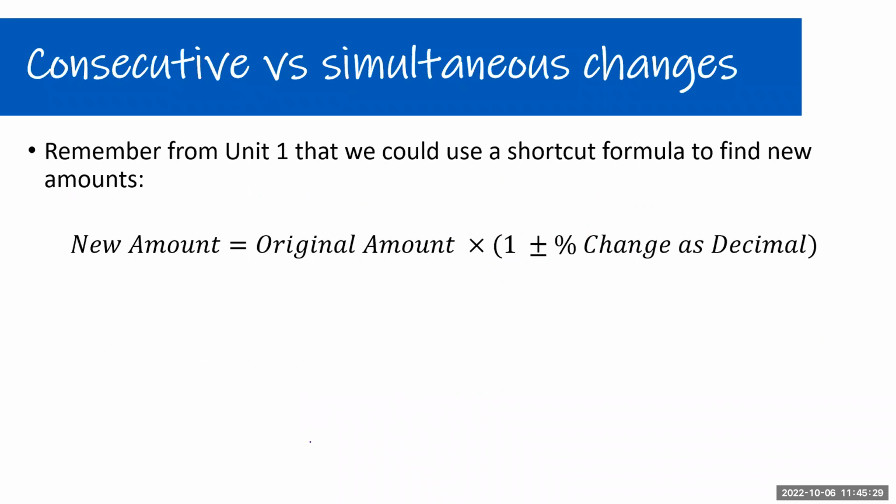Okay, switching gears a little bit, but still very much related. Remember in Unit 1, we talked about a shortcut formula for finding new amounts based on those percentages, right? So our new amount could be our original amount times 1 plus or minus our change as a decimal. So, for example, if I have a 20% increase, 1 plus 20% is 1.2, and that would be what we would multiply by.